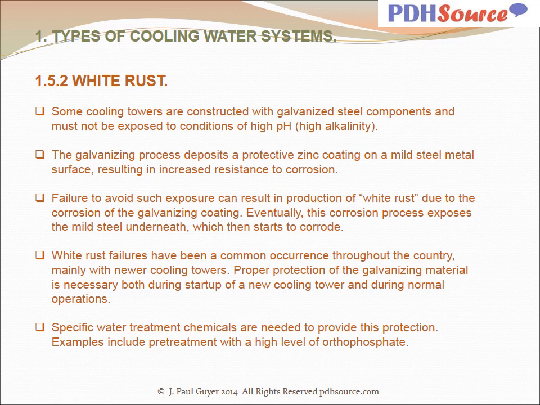White rust failures have been a common occurrence throughout the country, mainly with newer cooling towers. Proper protection of the galvanizing material is necessary both during startup of a new cooling tower and during normal operations. Specific water treatment chemicals are needed to provide this protection. Examples include pretreatment with a high level of orthophosphate.